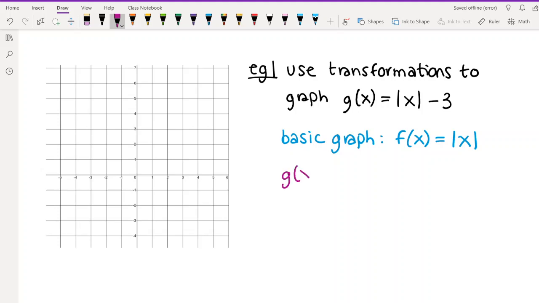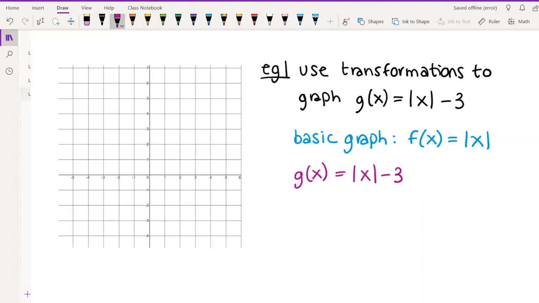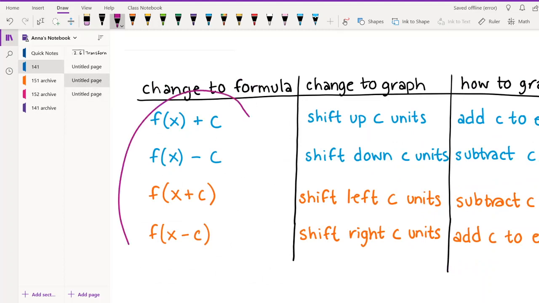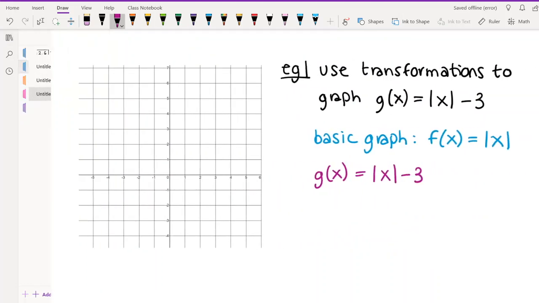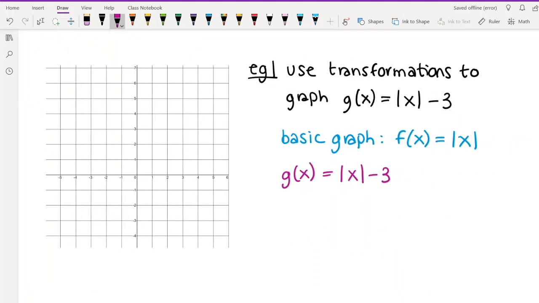If our function is g of x equals absolute value of x, minus 3, let's think about how we could write that. I want to write it like one of these: either f of x plus something, f of x minus something, or adding or subtracting inside the function. So we need to figure out which one of these four this actually looks like. Notice that the subtraction is not to x, it's to the absolute value of x. That's what tells us that this is actually f of x minus 3.